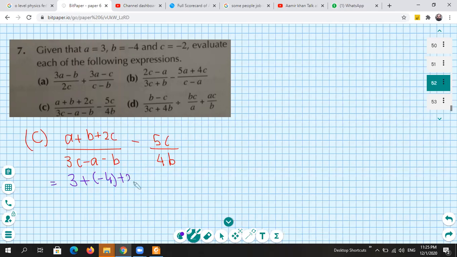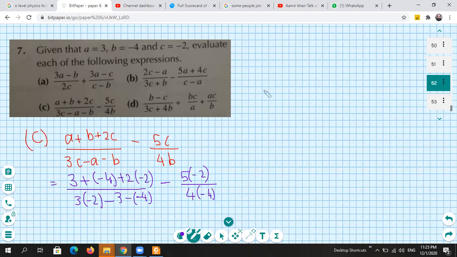plus 2C. 2 into C means 2 into minus 2 because the value of C is minus 2. Similarly, in the denominator, 3C means 3 into minus 2. Negative A is what? 3. Negative B is minus 4. Minus 5C. C is what? Minus 2 over 4B. And B is minus 4.